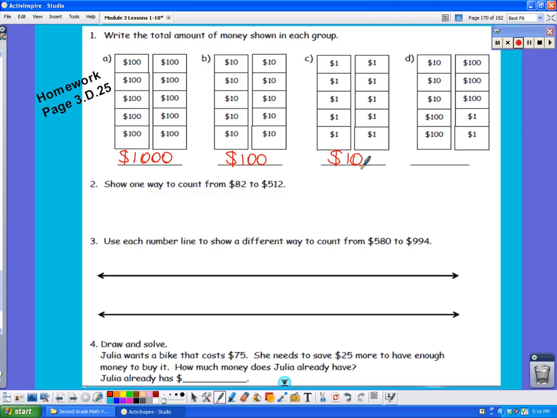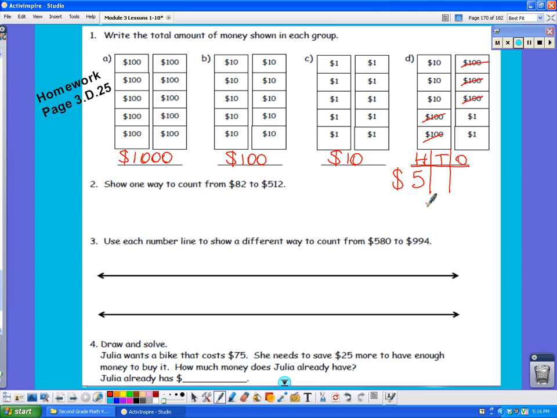And then as you can see, D, there are mixed values. There's $100 bills, there's $10 bills, there's $1 bills. So I'm going to draw a place value chart to help me figure out how much money. And I'm going to draw my dollar sign. So let's count our hundreds first. 1, 2, 3, 4, 5. I have 500 or five $100 bills, 500.